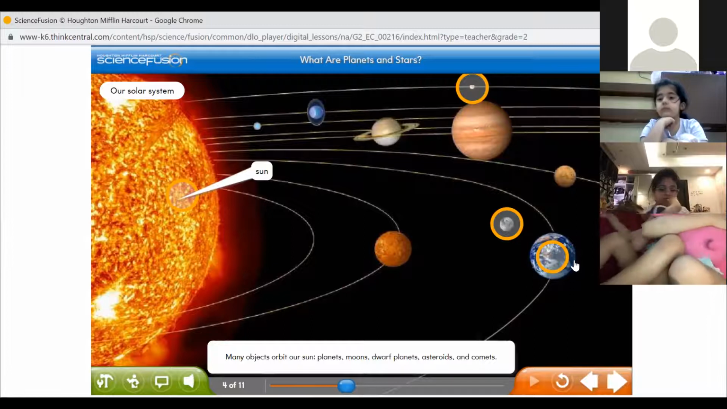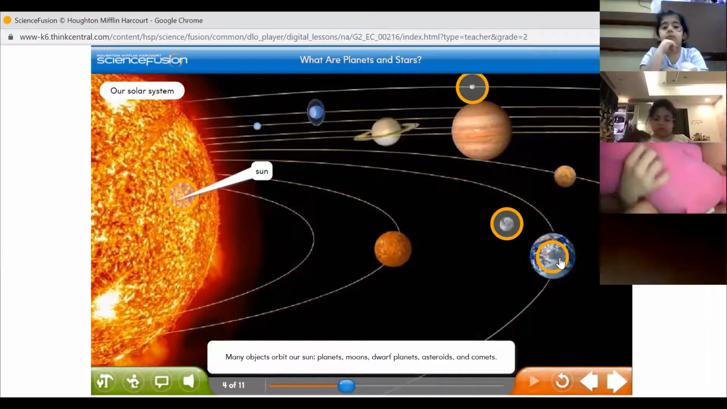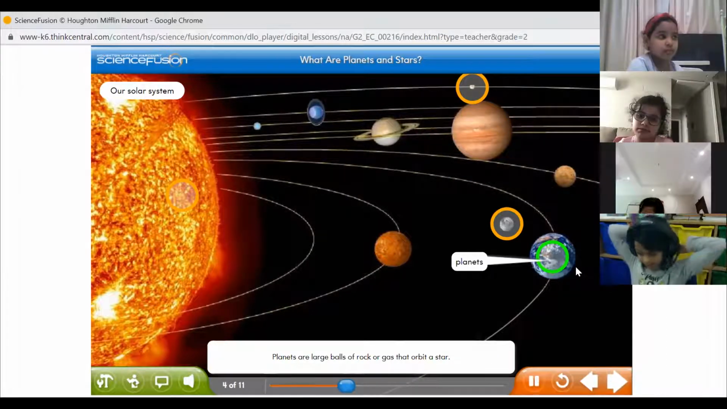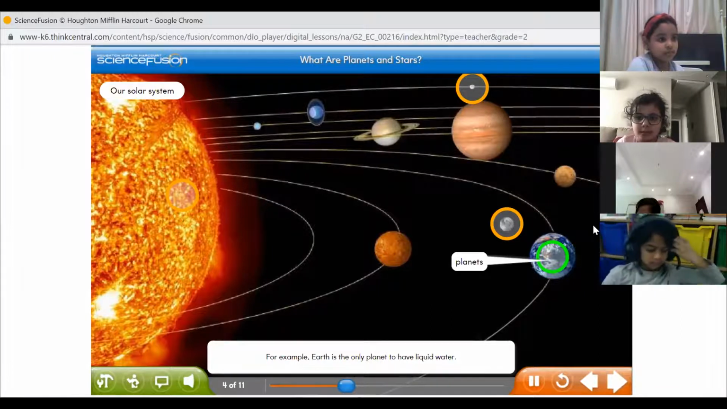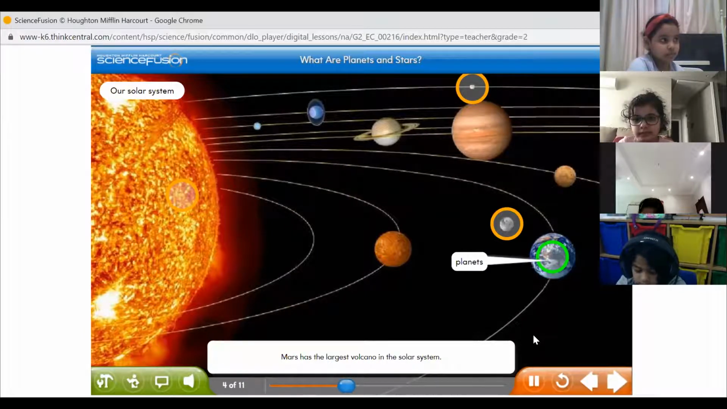Now let's take a look at the Earth. Planets are large balls of rock or gas that orbit a star. Our solar system has 8 planets. Each one of these planets has unique characteristics. For example, Earth is the only planet to have liquid water. Jupiter gives off more energy than it receives. Mars has the largest volcano in the solar system.